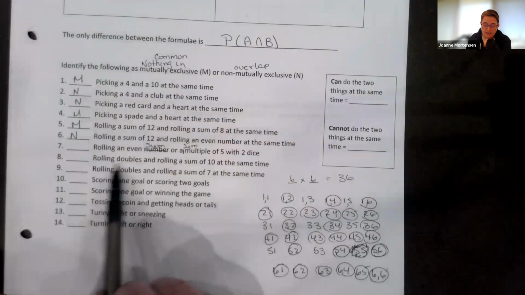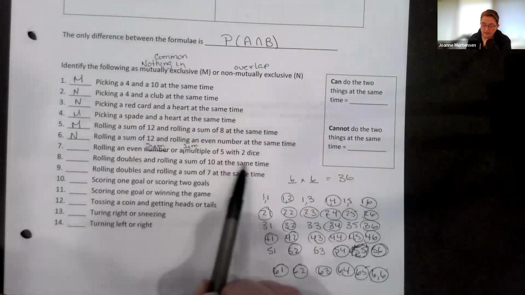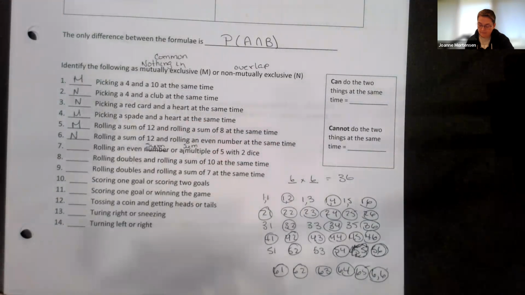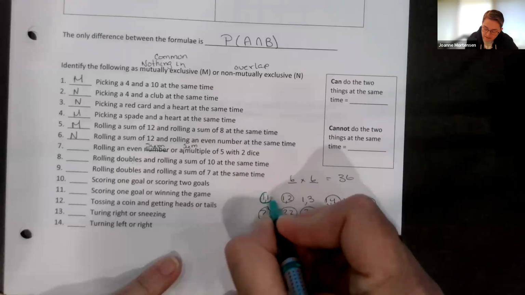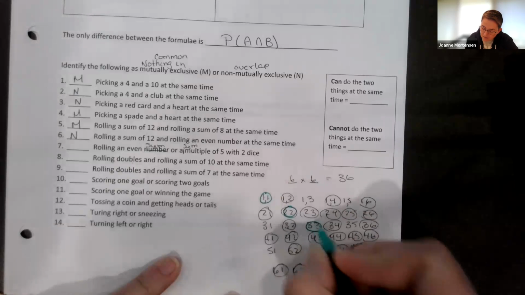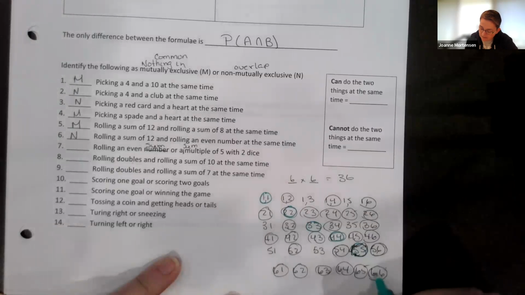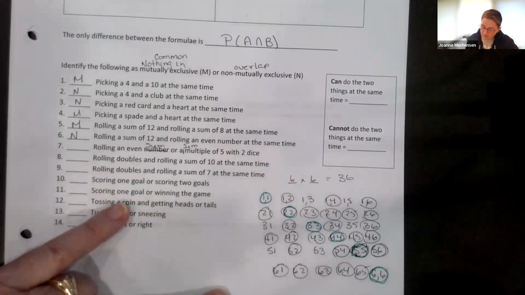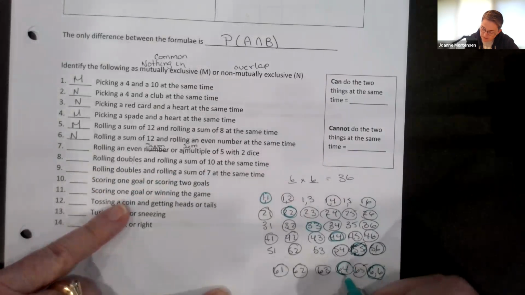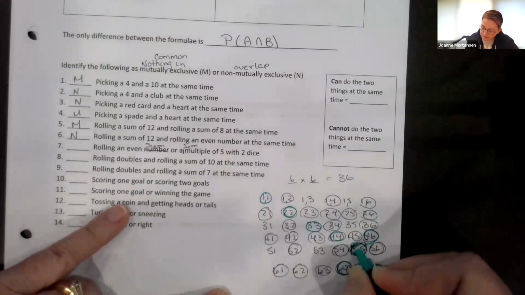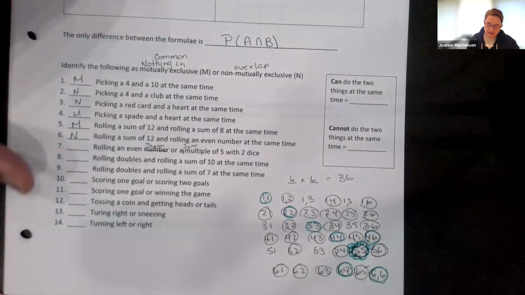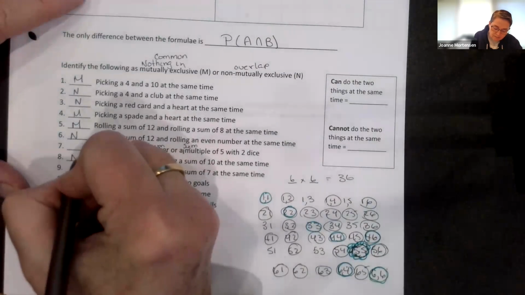Okay, rolling doubles and rolling a sum of 10 at the same time. Okay, that one we can do. Here are my doubles. It's easy. 1, 2, 3, 4, 5, 6. And rolling a sum of 10. Now for a sum of 10, 1, 2, 3. So if you notice, 5 and 5 fits both of those criteria. So that's going to be not mutually exclusive.